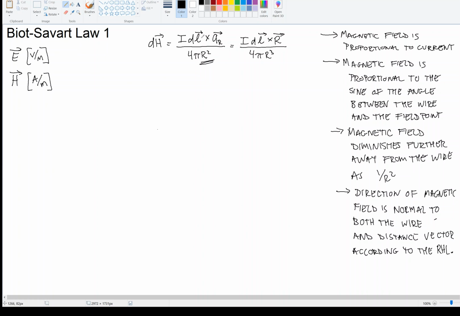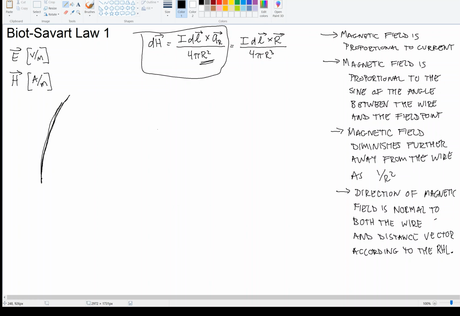So remember, the resultant vector from a cross product was a vector that was perpendicular to both the things that are being crossed. So if you cross the length of the wire with a unit vector pointing in the direction of the field point, then you get a vector that's perpendicular to both of them. So this is what we want to understand for the moment. And let me just draw a picture that maybe captures this a little bit better than the equation does.